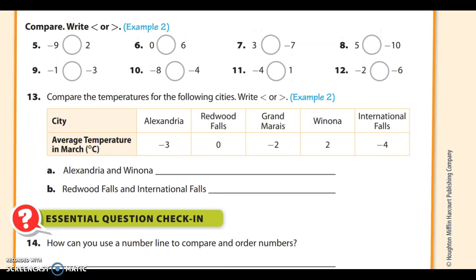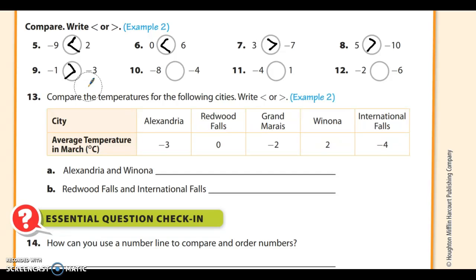Numbers 5 through 12, I simply have to put in the correct inequality symbol. And number 5, I'm going to put in the less than sign because -9 is less than 2. And number 6, I'm going to put in the less than sign because 0 is less than 6. And on number 7, 3 is going to be greater than any negative number, so 3 is greater than -7. Number 8, 5 is greater than -10. And number 9, -1 is greater than -3.